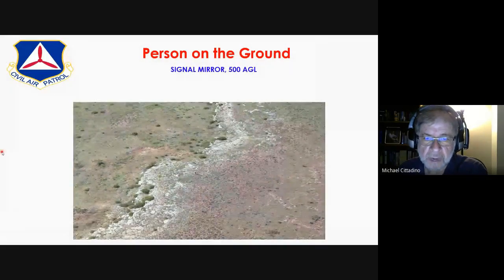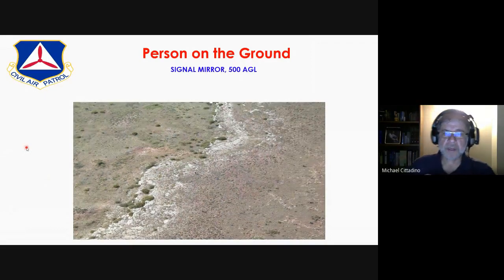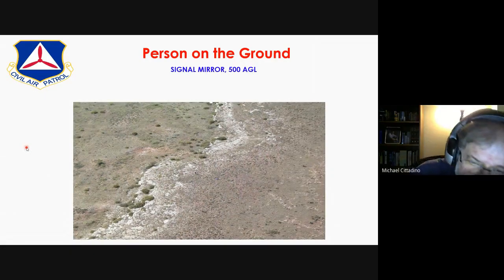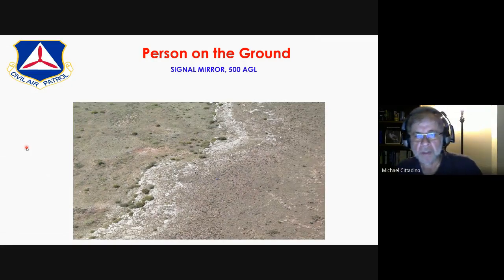Finally, we have a signal mirror. This is not, in my mind, the best picture of a signal mirror. If somebody's using a signal mirror properly in an aircraft, you'll really see it. It's definitely a bright flash of light on the ground. This doesn't really convey it too much, in my opinion.